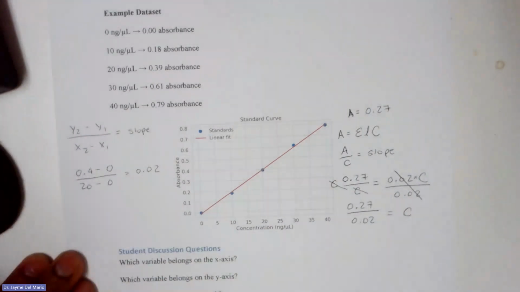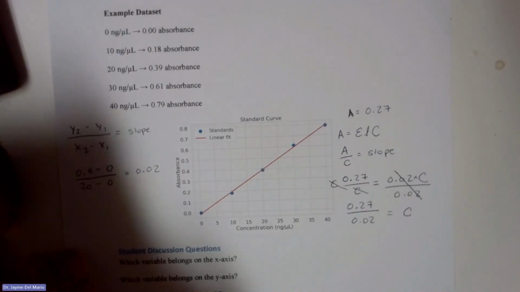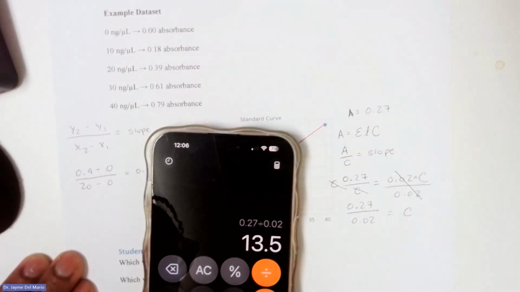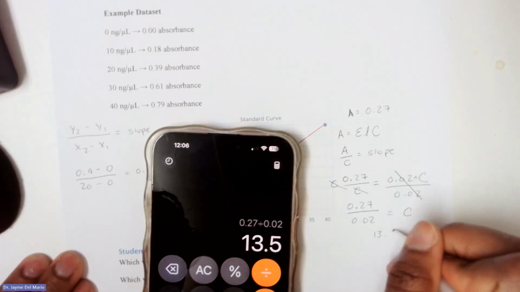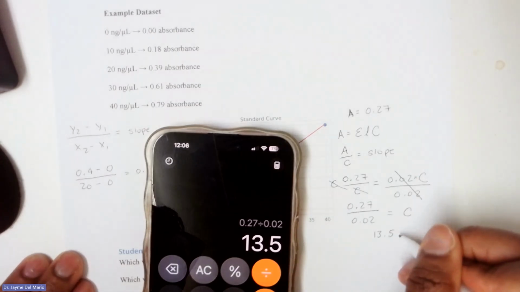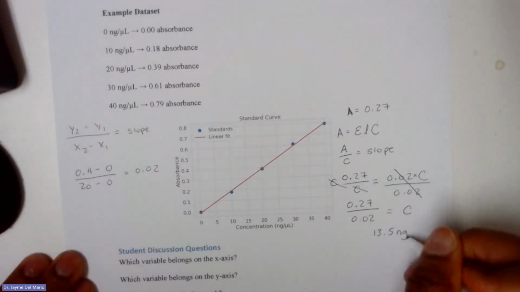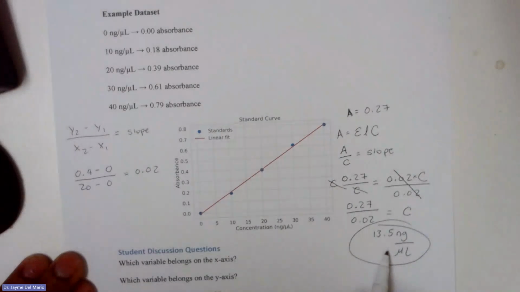Now, once I put this into the calculator, 0.27 over 0.02, I get 13.5. And my units are going to be the same units that you see on this graph, and that is nanograms per microliter. And you'll see that this 13.5 is in fact in between 10 and 15, but closer to 15 than it is to 10. That's it.